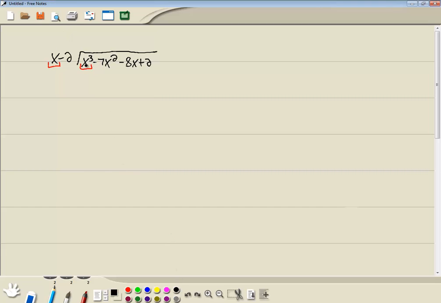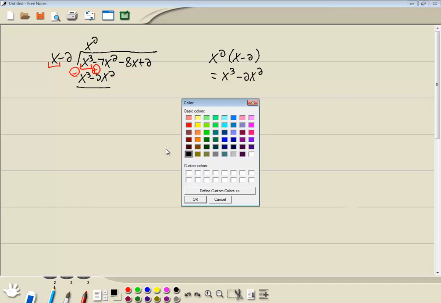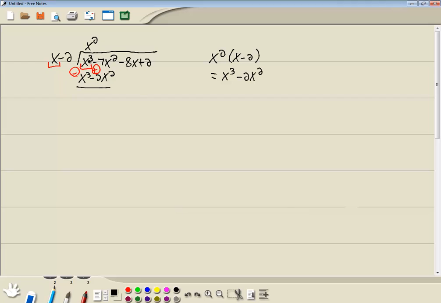So you ask yourself what times x gives you x to the third, and that'd be x squared. Whatever you put up on top, you'll multiply by what's out in front. So we'll take x squared times x minus 2, which gives us x to the third minus 2x squared. Now we're going to subtract that line, which means flip signs. So this x to the third becomes negative, this negative 2 becomes positive. X to the third minus x to the third drops away. Negative 7x squared plus 2x squared gives us negative 5x squared. And then I'll bring down the rest.